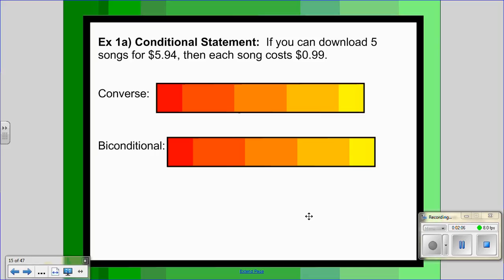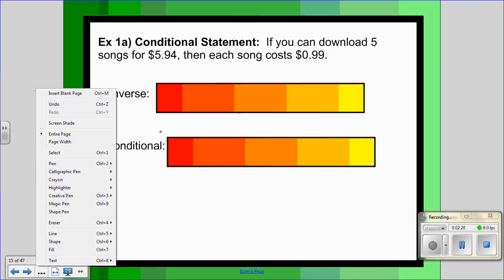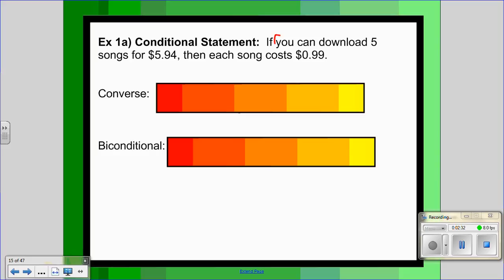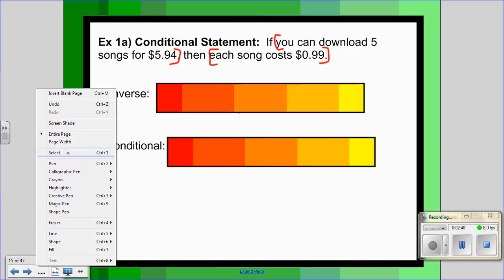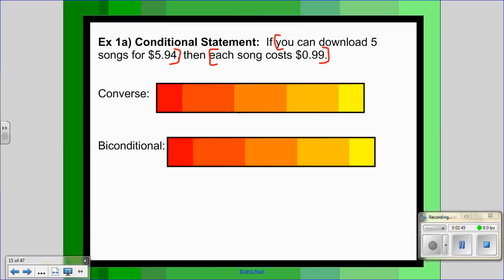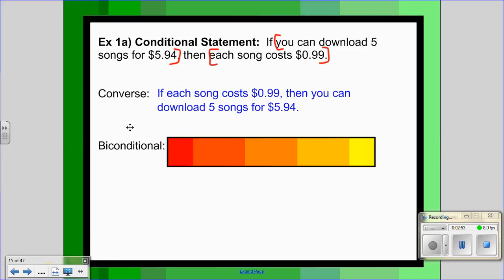In the first example, they're going to give us the conditional statement, and we're going to write the converse and the biconditional statement. The conditional statement reads, if you can download 5 songs for $5.94, then each song costs 99 cents. So again, P is you can download 5 songs for $5.94. Q is each song costs 99 cents. So when I write my converse, I'm simply just going to switch P and Q. So the converse would read, if each song costs 99 cents, then you can download 5 songs for $5.94.